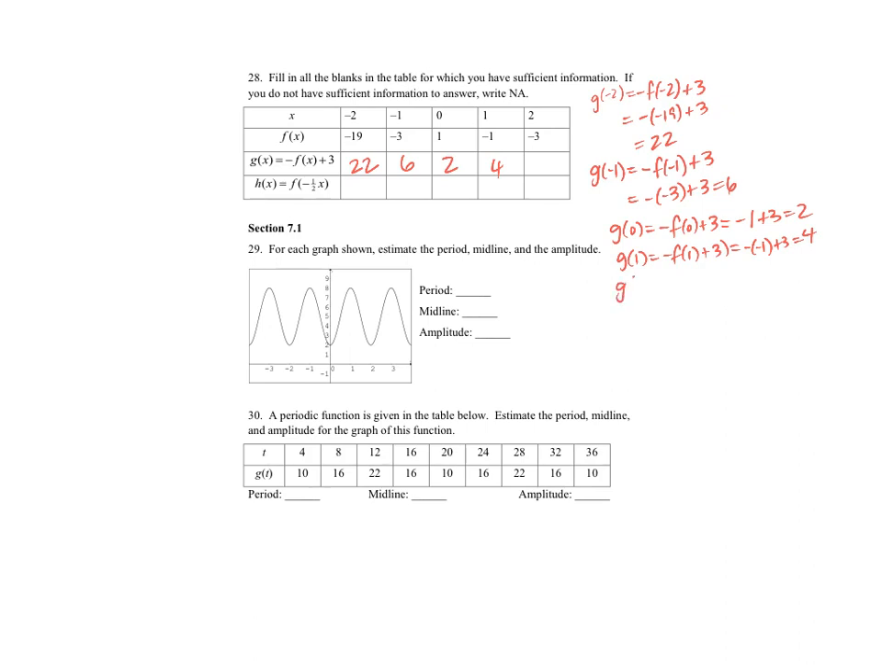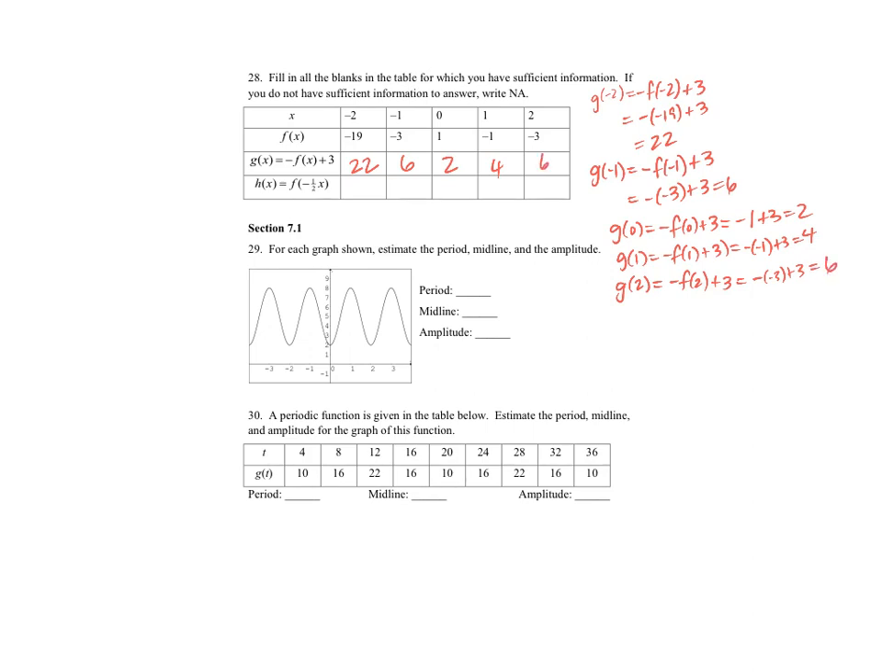And then g of 2 is going to be negative f of 2 plus 3, which is negative, what is f of 2? It's negative 3, plus 3. So that's positive 3 plus 3, which is 6.